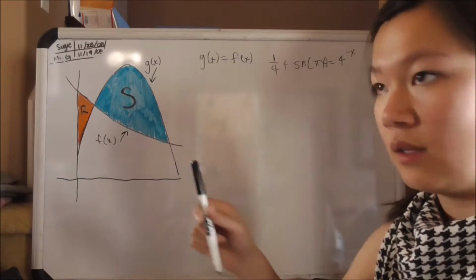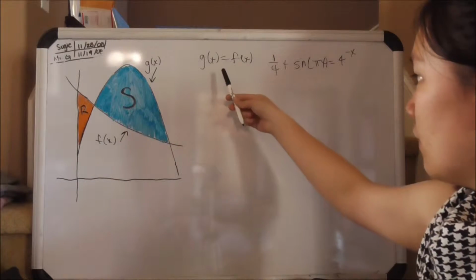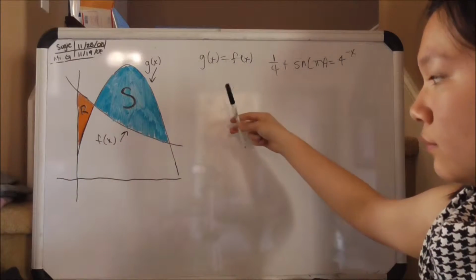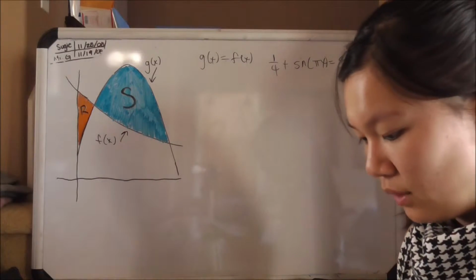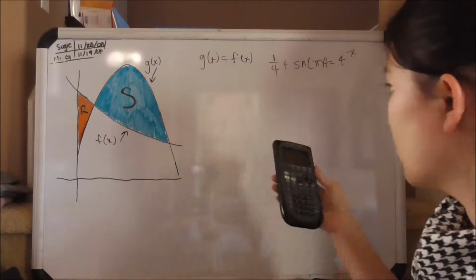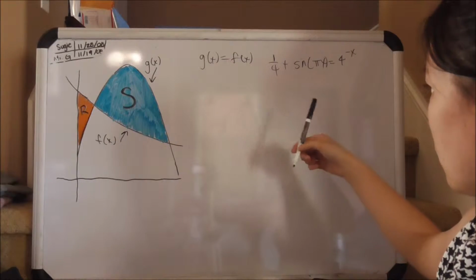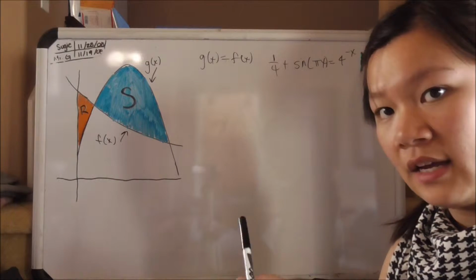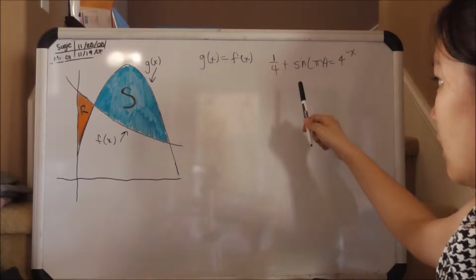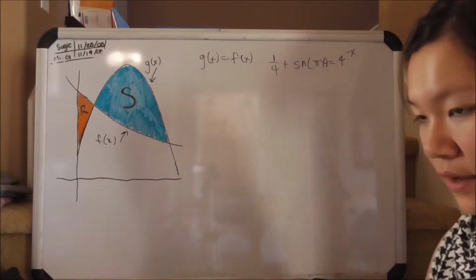You get the point of intersection by plugging in these two separate equations. f of x is 1/4 sine pi x, and g of x is 4 to the power of negative x.